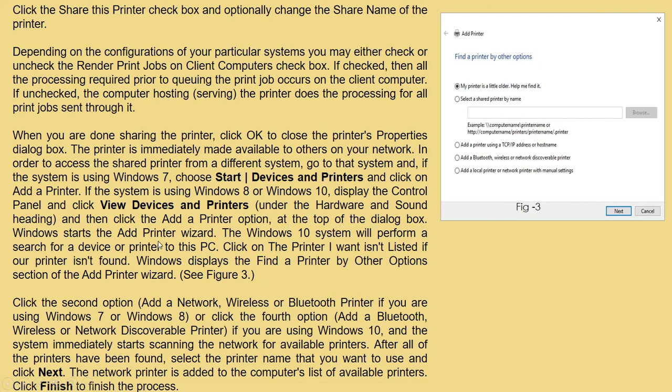Now Windows starts the Add Printer wizard. The Windows 10 system will perform a search for a device or printer through this PC. Then you have to click on The printer that I want isn't listed if your printer is not found. So Windows displays the Find a printer by other options section of the Add Printer wizard. Here, by the Browse option also you can select. This is figure number 3. So you can select the printer name from this Browse option also. Okay, if it is not there, then you can click on the Browse option.